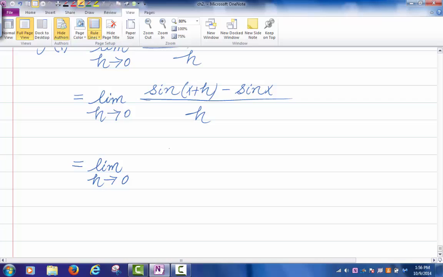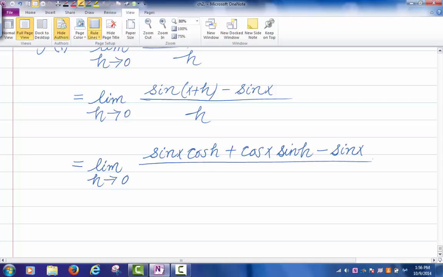Well, remember, there is a sum formula: sine of A plus B is sine A cosine B plus cosine A sine B, right? So this sine of x plus h should be what? Sine x cosine h plus cosine x sine h, minus sine x, divided by h. Okay, so that's what I have.